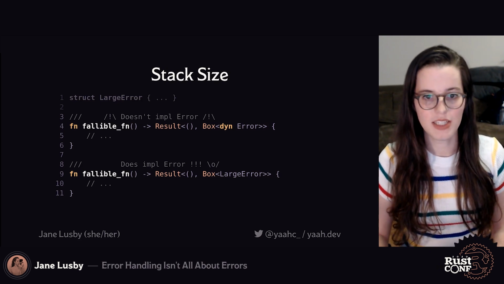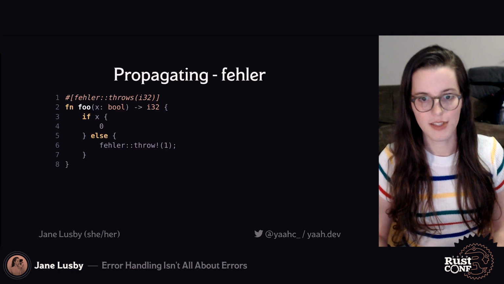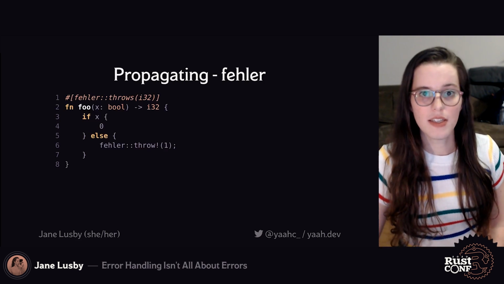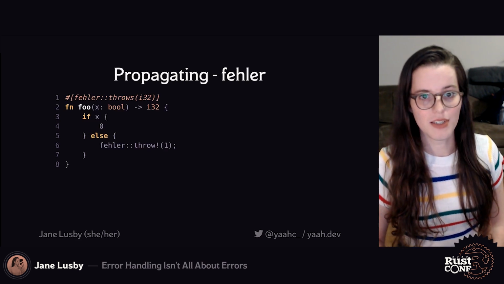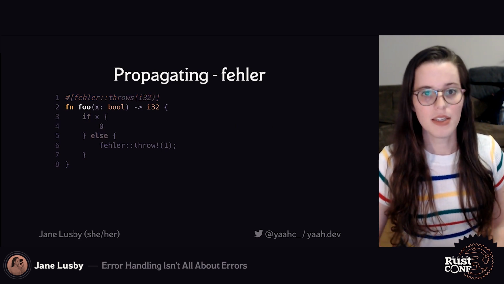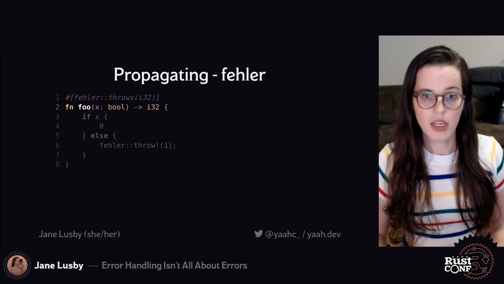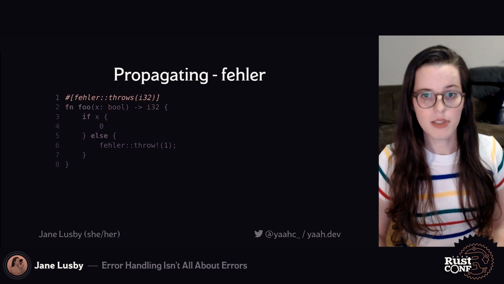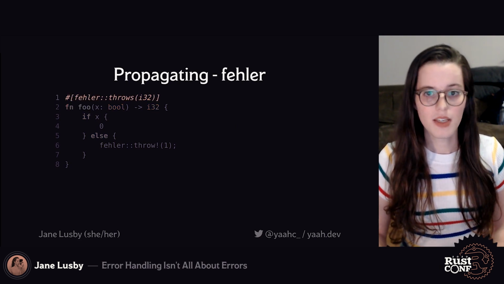Let's move on to propagation and gathering context, starting with Feller. Feller is a library that adds support for throwing functions to Rust through procedural macros. Functions annotated with throws return a result where the OK type is the apparent return type of the function, and the error type is the type listed in the throws attribute.